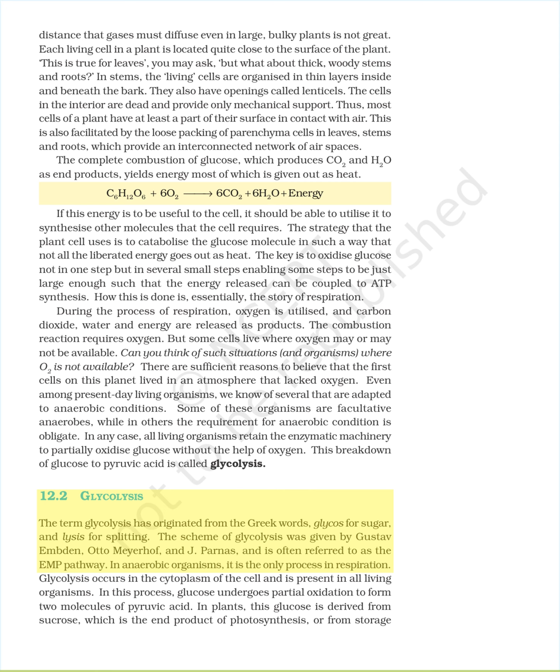12.2 Glycolysis. The term glycolysis has originated from the Greek words, glykos for sugar, and lysis for splitting. The scheme of glycolysis was given by Gustav Embden, Otto Meyerhof, and J. Parnas, and is often referred to as the EMP pathway. In anaerobic organisms, it is the only process in respiration. Glycolysis occurs in the cytoplasm of the cell and is present in all living organisms. In this process, glucose undergoes partial oxidation to form two molecules of pyruvic acid. In plants, this glucose is derived from sucrose, which is the end product of photosynthesis, or from storage carbohydrates.